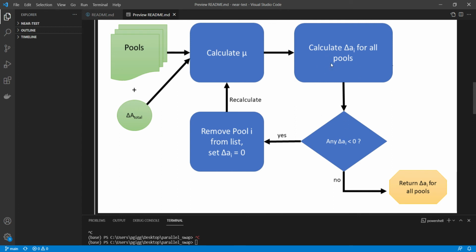One of the important steps is checking to see if any of these delta A's are less than 0, so if any of them are negative. If that's the case, then you have to set that component to 0, because we assume you can't trade in a negative number. Again, the math in the white paper goes a little more into why this is. Then we remove that pool from the list, recalculate with the new set of pools a new value of mu, and then reallocate all these delta A sub i's. And then eventually at the end, you end up with delta A sub i for each of the pools.